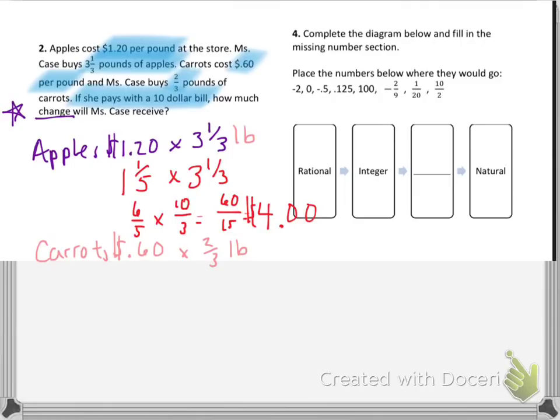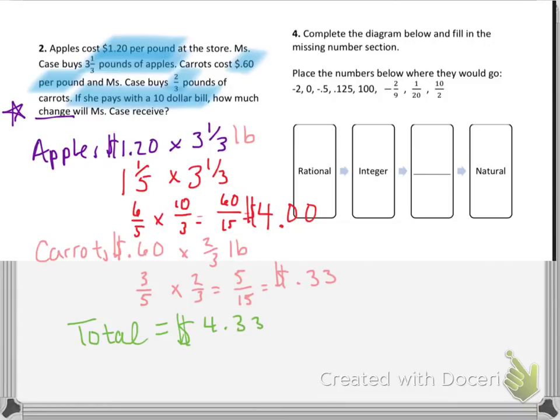So I'm going to convert 0.60 to a fraction, which is 3/5, times 2/3, which gives you 5 over 15, which is 1/3 of a dollar, which is 33 cents. So when we add those together, her subtotal, or her total, is $4.33.